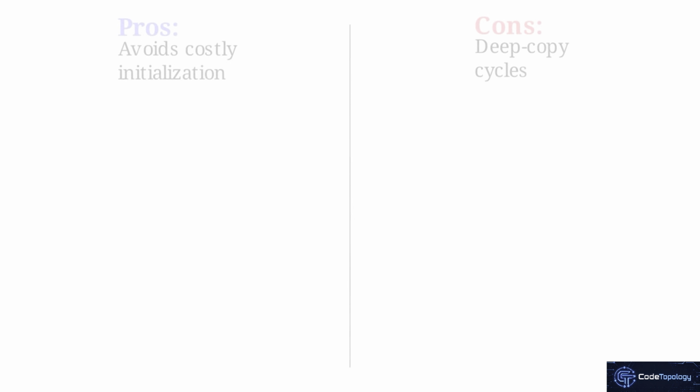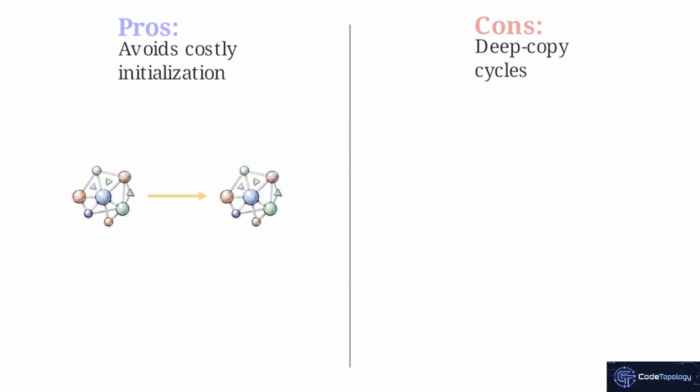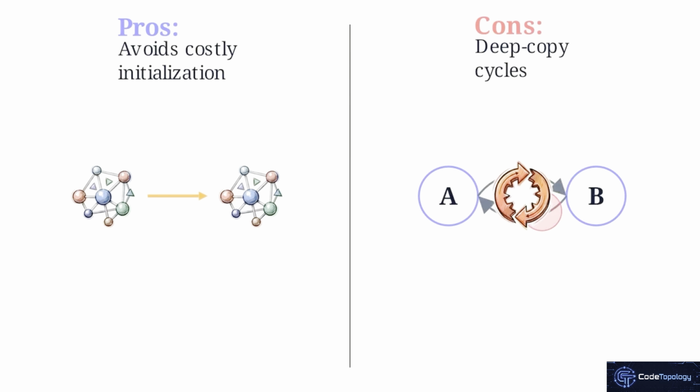This chart shows the engineering trade-offs of the pattern. On the left, it allows you to bypass expensive initialization logic by simply copying an existing state. On the right, it adds structural indirection. You must manage how data is duplicated, especially with nested objects. Custom deep copy logic is required to avoid infinite cycles and shared state bugs.